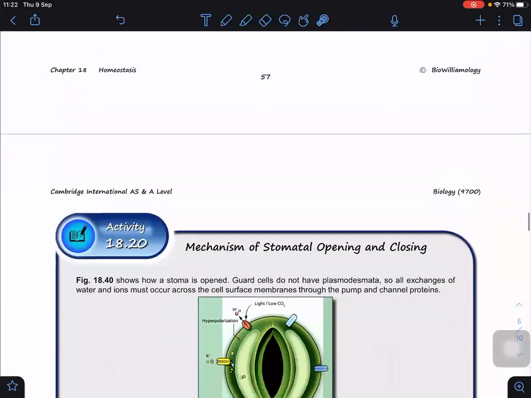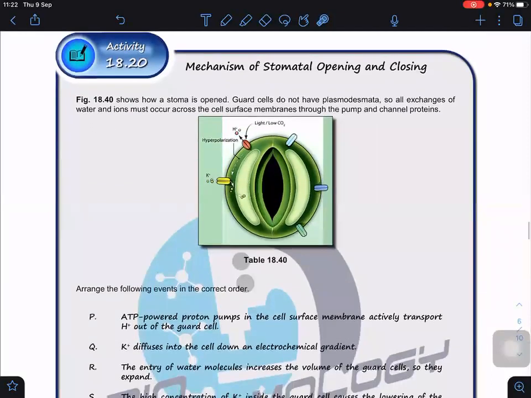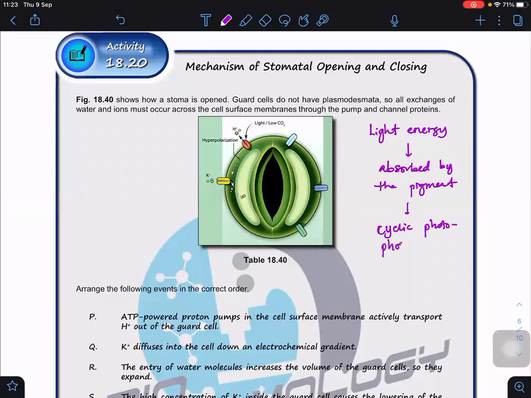Okay. So what is the mechanism of the stomata opening and closing? In this case, the light is very important. What will happen here is that the light energy will be absorbed by the pigments in the chloroplasts. So therefore, cyclic photophosphorylation takes place. With the cyclic photophosphorylation, we can produce ATP.